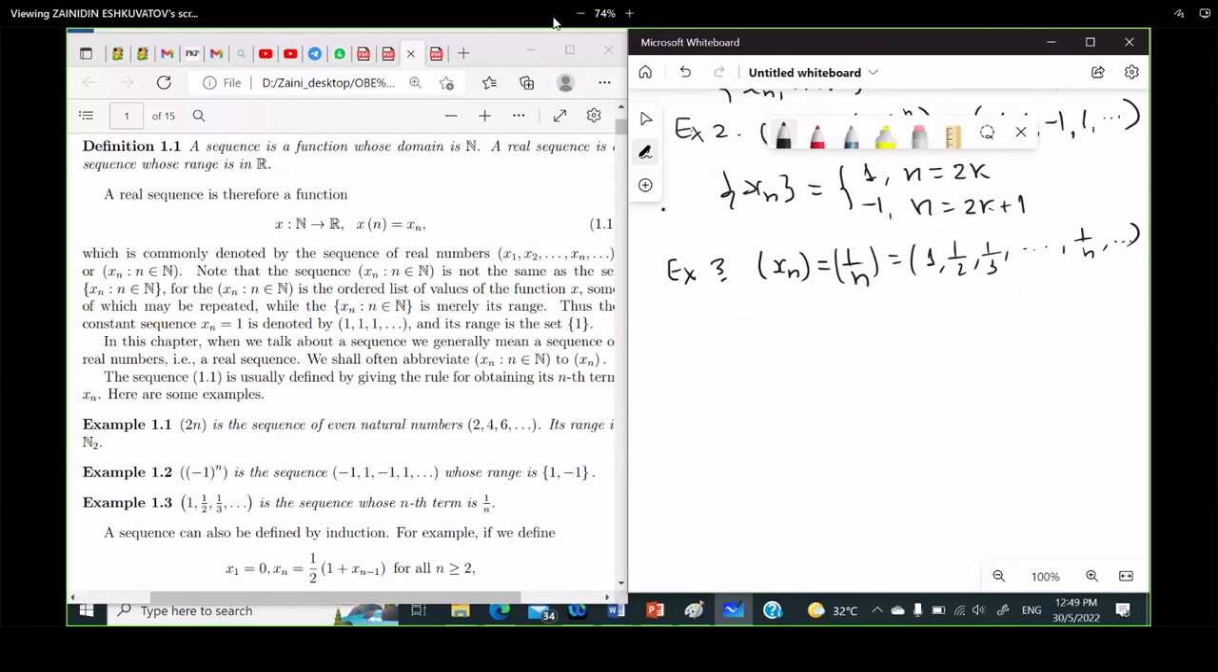Please tell me the range of xn. What about the range? Hello, please help me. What about the range?